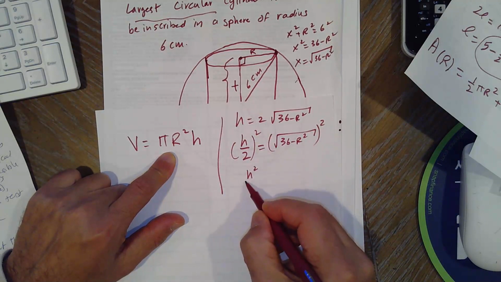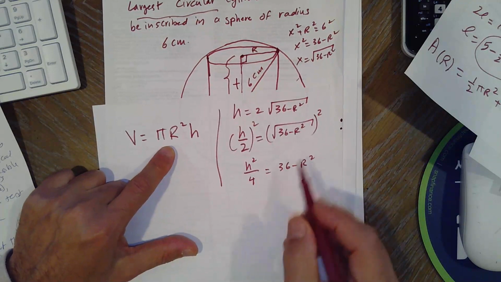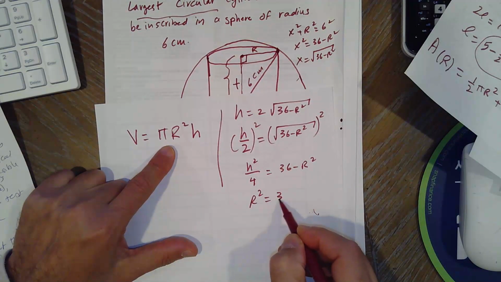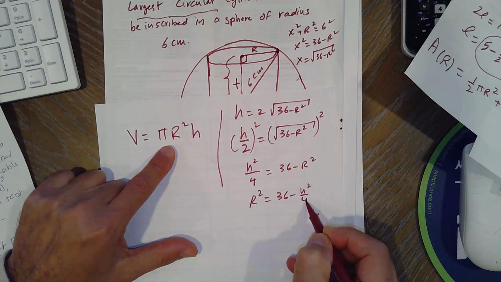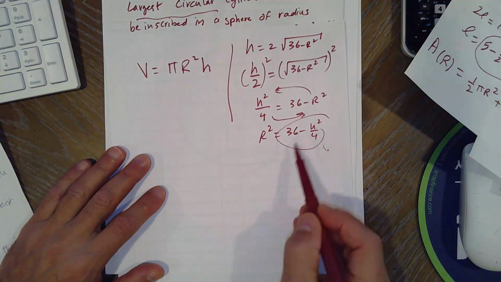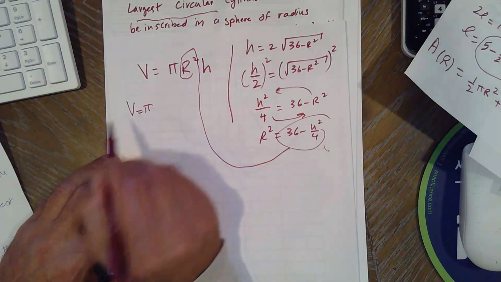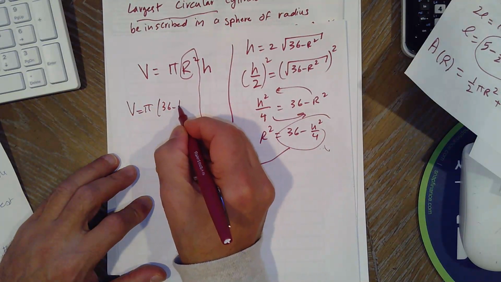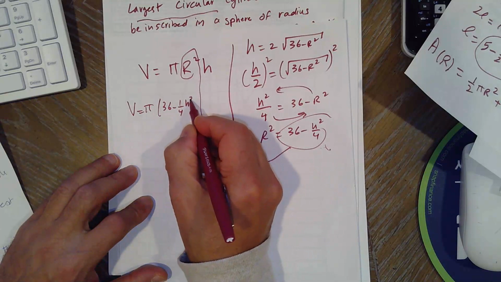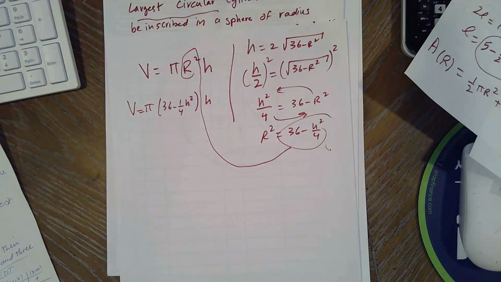So you get h squared over 4 equals 36 minus r squared. So r squared is 36 minus h squared over 4. So I moved here, moved that there. Look at this. So we take this and put it in for r squared. No squaring anymore. So it's pi times (36 minus a quarter h squared) times h. It's a lot easier to differentiate, especially if we distribute first.